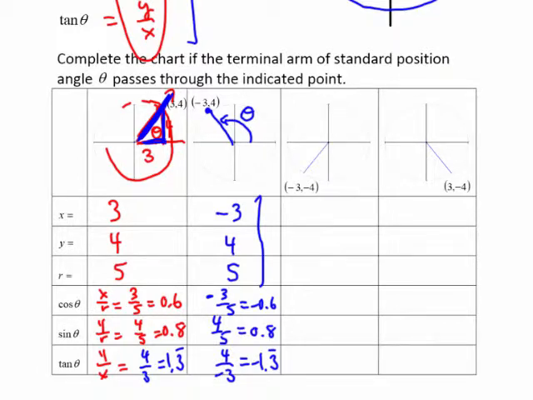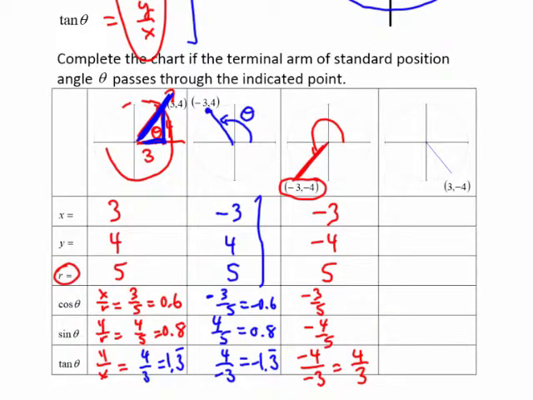Now we're going to reflect the terminal arm from quadrant 2 into quadrant 3. And since we're doing a reflection, the sign of the coordinates just changes. And we're finding the radius based on the same basic numbers, so the radius will be 5. The radius is always going to be positive, by the way. And so I can do my cosine and tan.